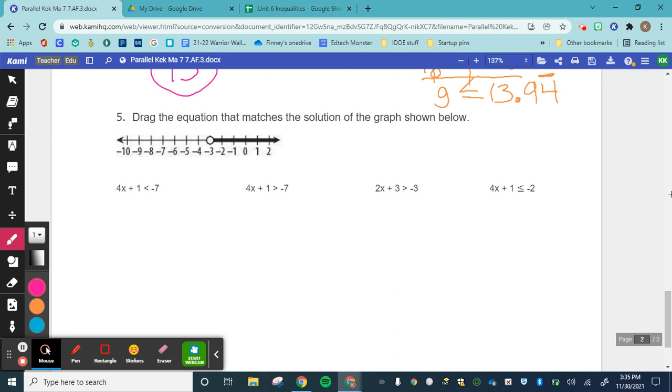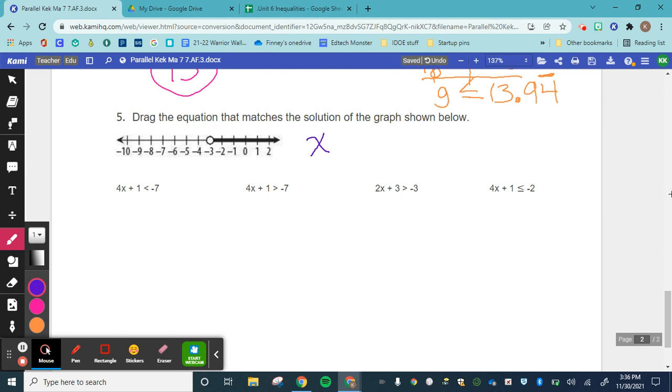And that should say equation, not inequality. I mean, inequality, not equation. So we're going to drag one of our inequalities that will match this graph. First, I'm going to go ahead and figure out what my inequality is here. So all of them use x, so I know I'm going to have an x.